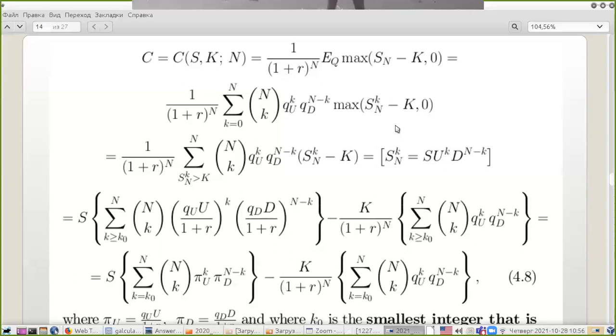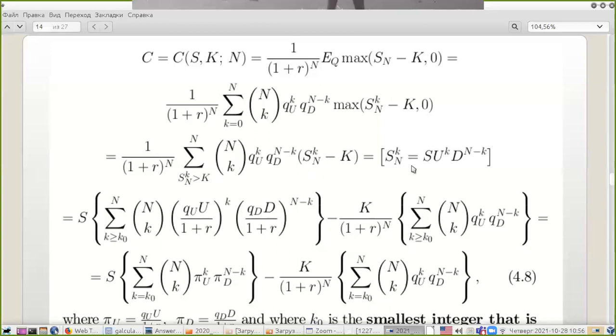After that, you see that we don't want to write the max function, and after that we write only this difference, but in the sum we write that the sum will be only when S and K will be more than K capital, only in this case. Now, it's easy.